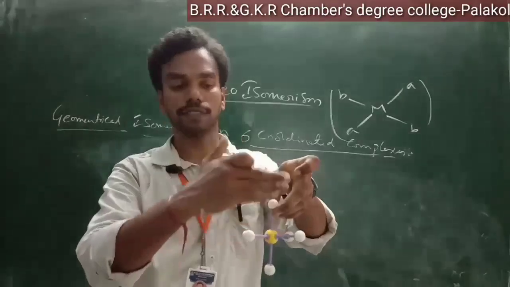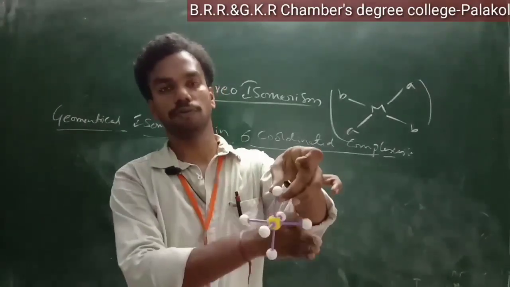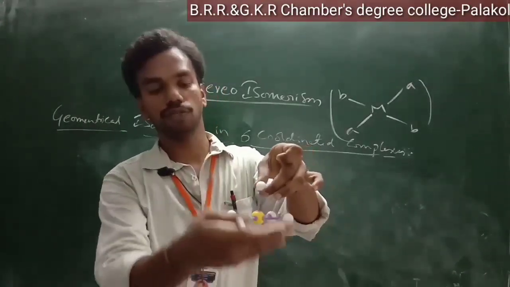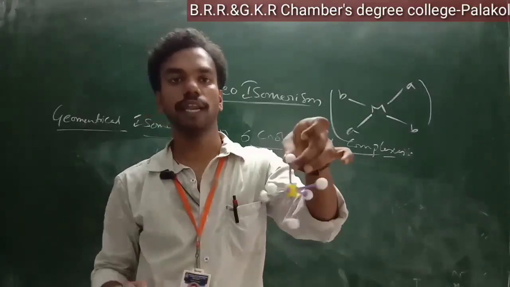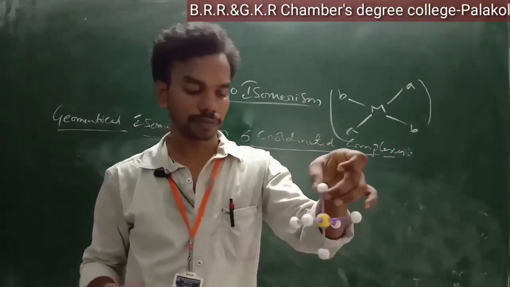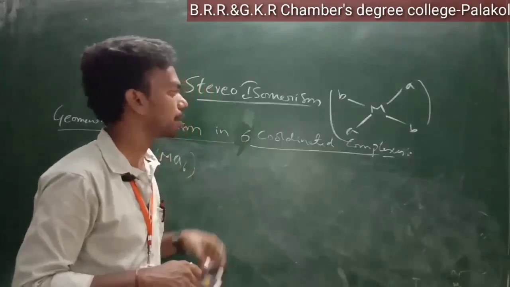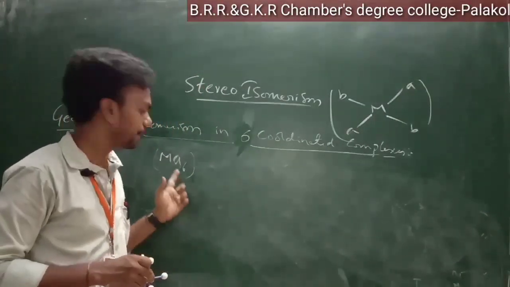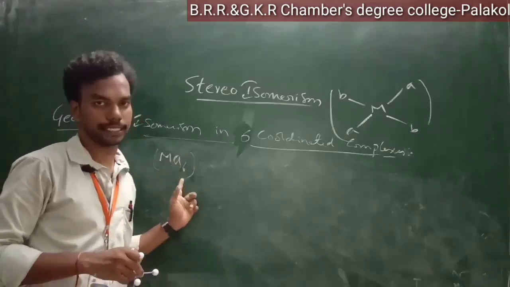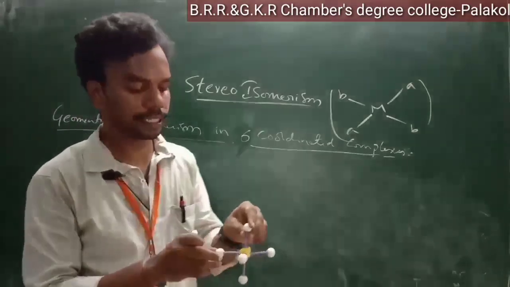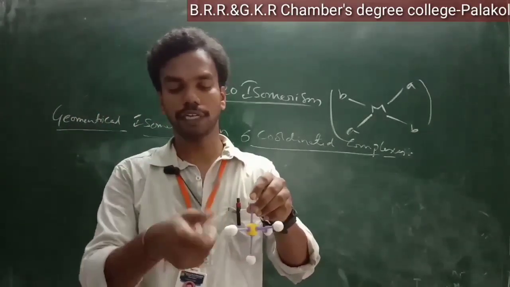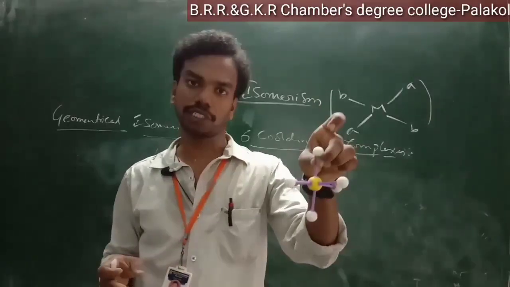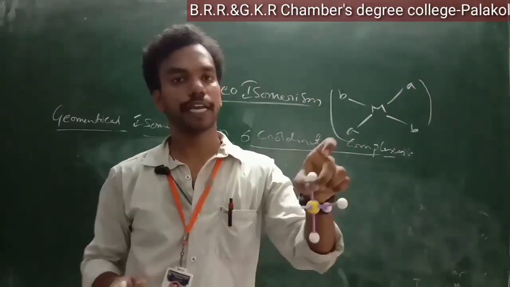So 8 trigonal faces, 1, 2, 3, 4, in the same way 1, 2, 3, 4. So a total of 8 faces we are having, right? That's why it is an octahedral complex. Now for the first type, the complex of the type MA6, if all 6 ligands are the same and you interchange any two ligands, you get the same structure.